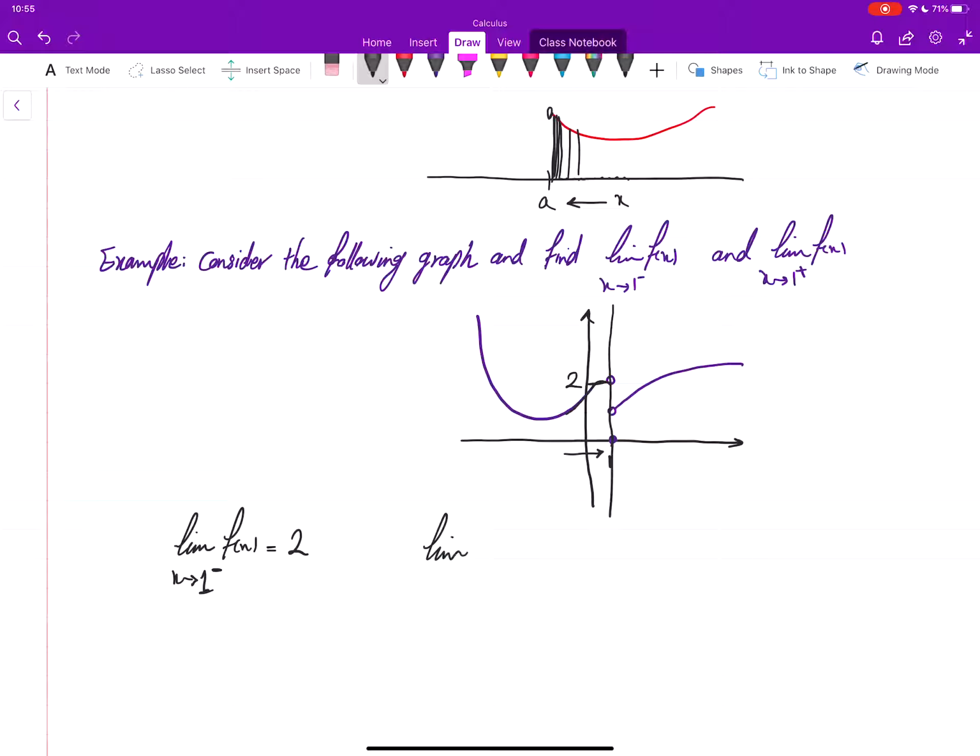And if we consider the right part of the graph, as x approaches 1 from the right, the graph goes down and the values of y get closer and closer to this value, which is 1. And it's nice to see that f of 1 is here. It's 0. And you see that each one can have different values.